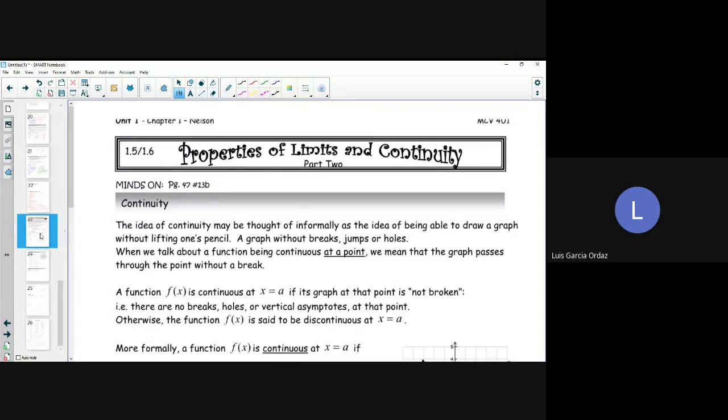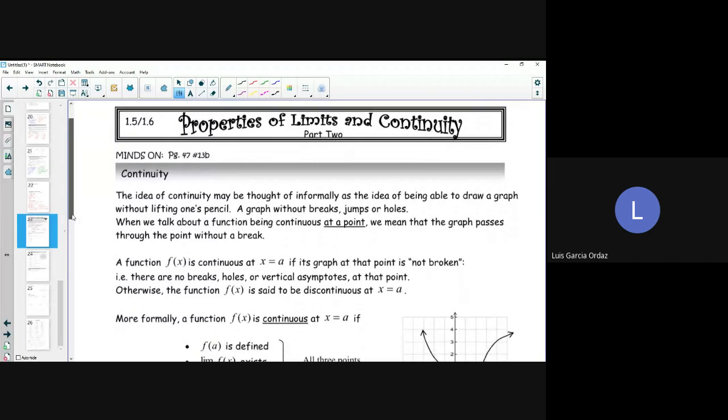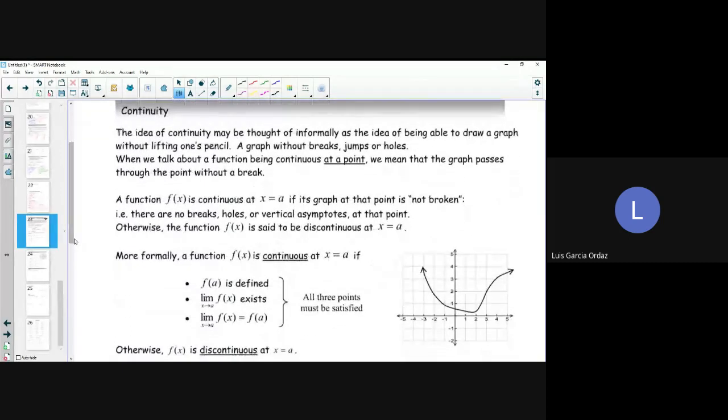So we're going to be talking about continuity and limits, okay? Continuous functions: how do we know a polynomial or a rational function is continuous so that it can help us find the limit? So the idea of continuity may be thought of informally as the idea of being able to draw a graph without lifting one's pencil.